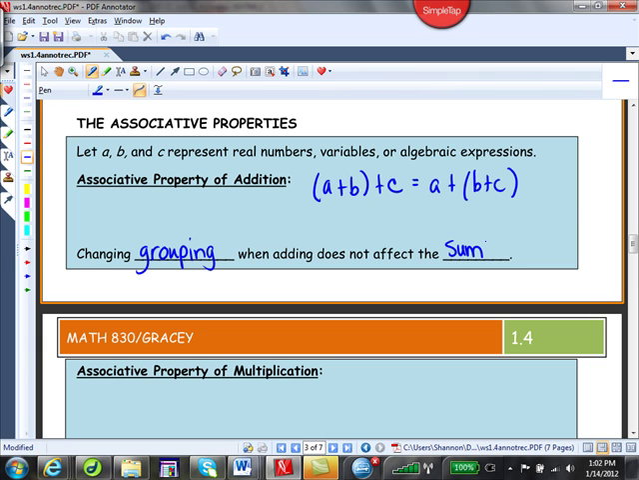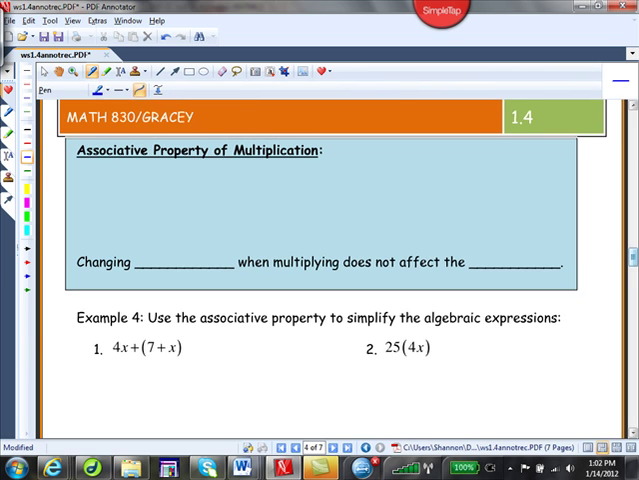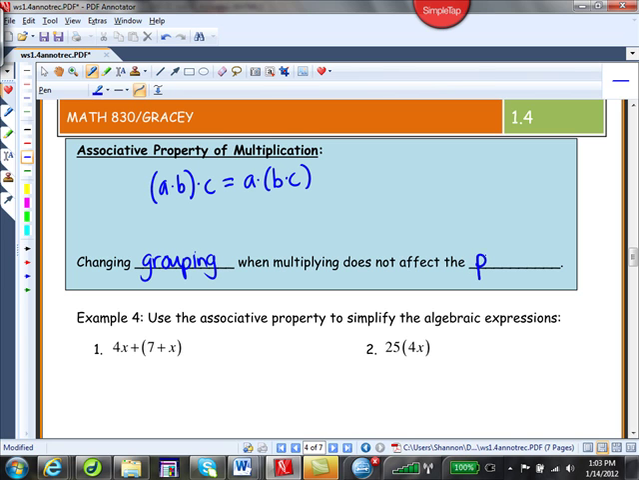And this is something that we do quite often when we are doing mental arithmetic, and you just don't realize you're using the associative property. So the associative property of multiplication, similar deal. If you have A times B grouped times C, then that's equivalent to A times B times C being grouped. So changing grouping when multiplying does not affect the product.